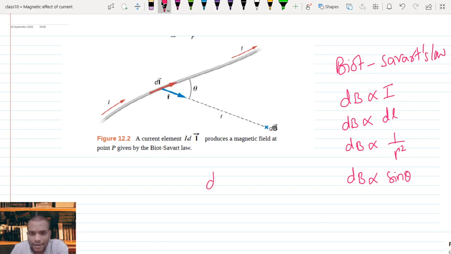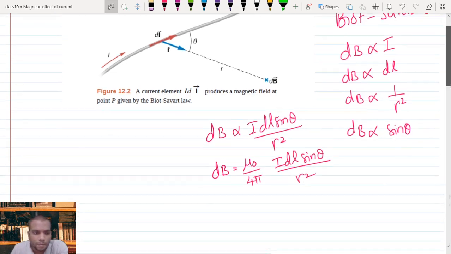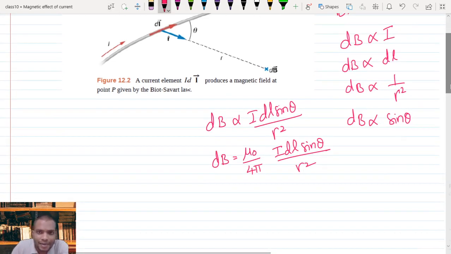Together we can write that dB is directly proportional to I dl sine theta upon r square. Replacing the proportionality with a constant, mu naught upon 4 pi, we get dB equal to mu naught upon 4 pi times I dl sine theta upon r square. This gives the magnitude of the magnetic field at a given location.